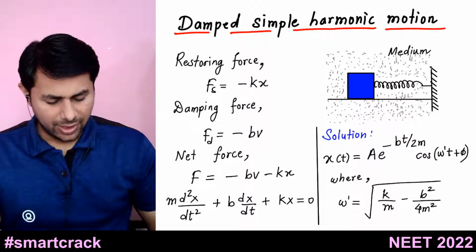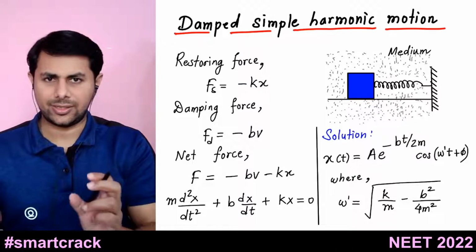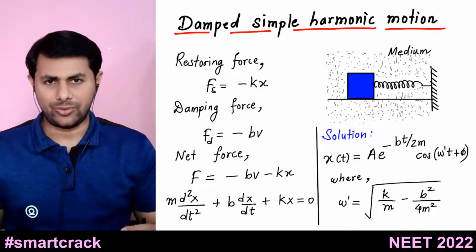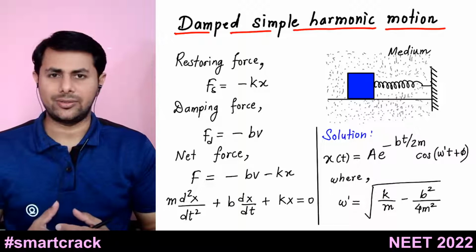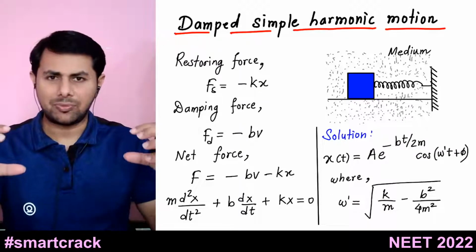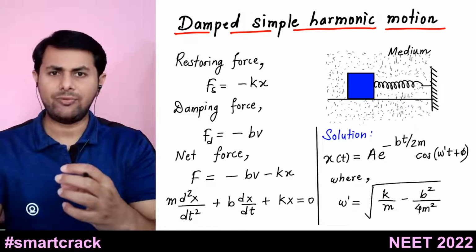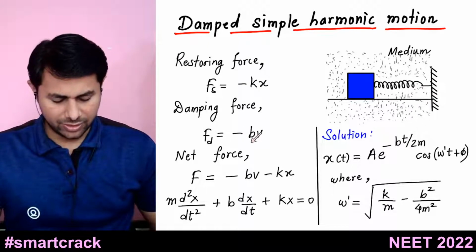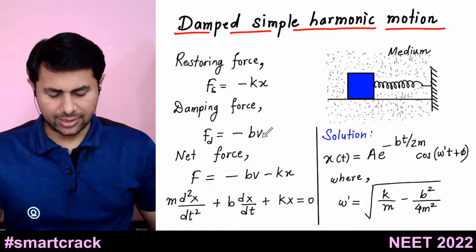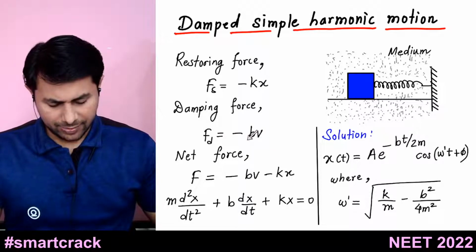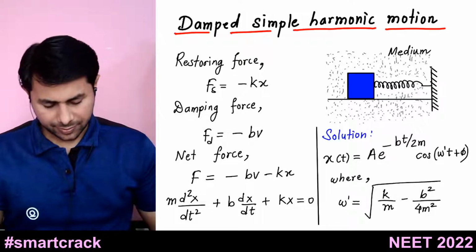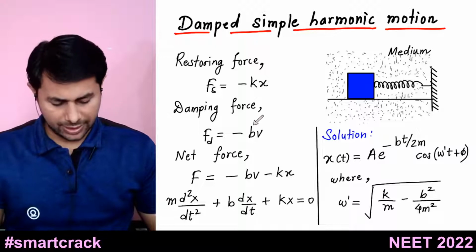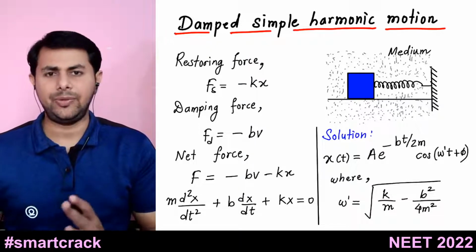So what happens when this block performs oscillations in the air or any medium, then there will be some damping force, some drag force acting on it. Okay. So if there is air, that block wants to move through the air, that air will resist it. And that resisting force is given by minus b into v. The resisting force is directly proportional to velocity and b is a constant. Okay. So this is the damping force due to the surrounding medium, and b is what? b is the damping constant.